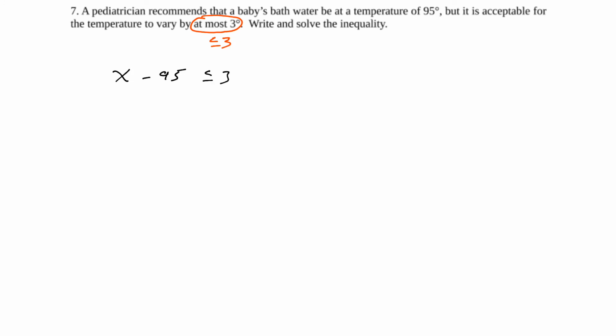Well, I think you guys can see that if you solve this right now, you would add 95 to both sides, and that would give you the upper value for this range of temperatures, which should be 98 degrees. But we also said that the temperature of the water could be 3 degrees less than 95. The only way you're going to pick up that other part of the solution is if you put the absolute value into this problem. So let's go ahead and solve this.